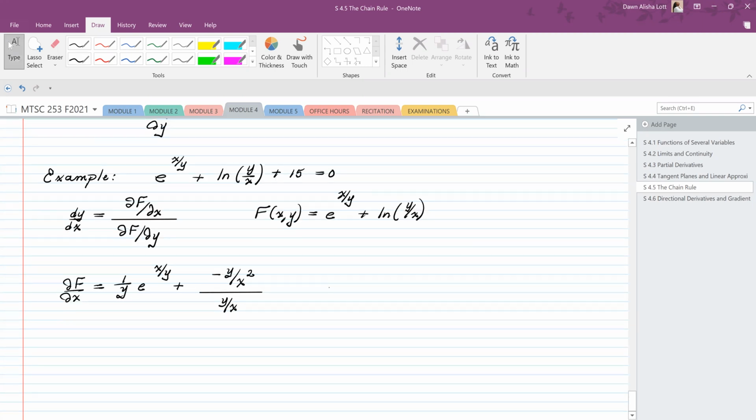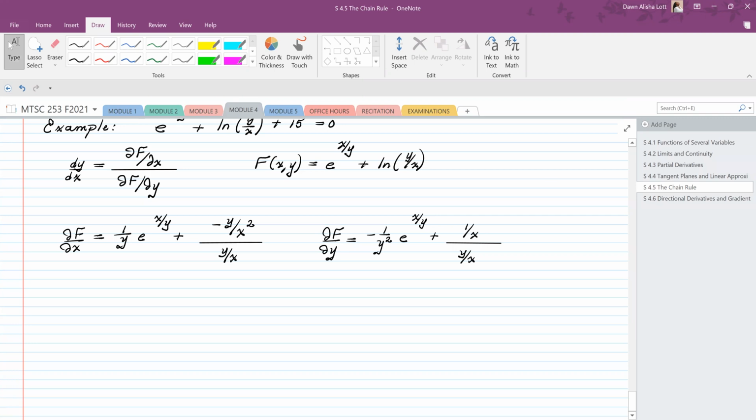And then I do the partial of f with respect to y. So the derivative of that is going to be minus 1 over y squared times e to the x over y plus, I'm going to put y over x in the denominator, and then the derivative with respect to y is just 1 over x. Okay, so that's the messy thing I get.